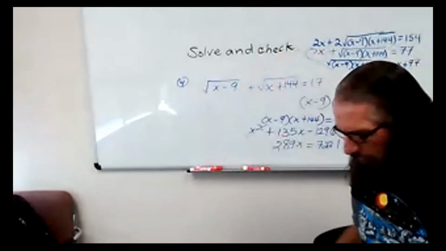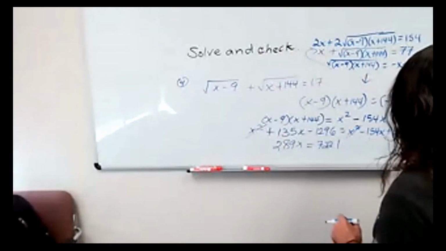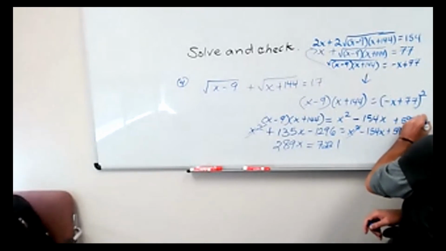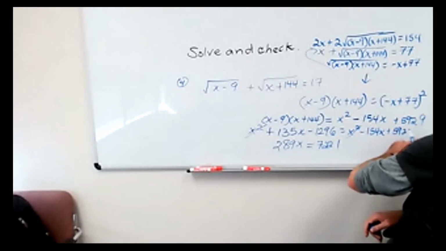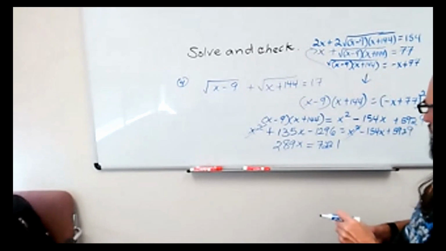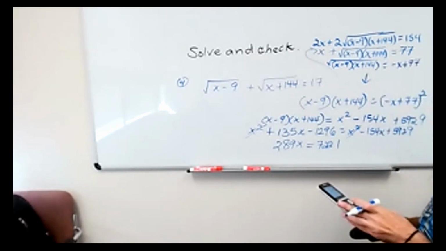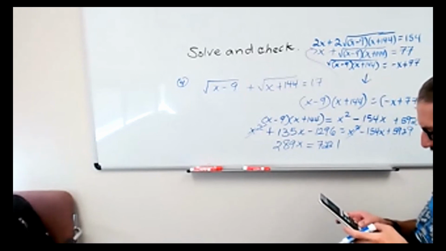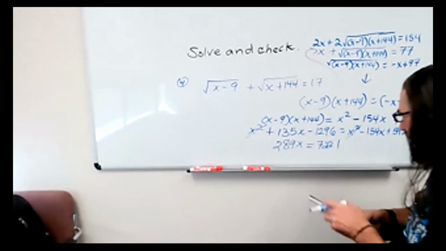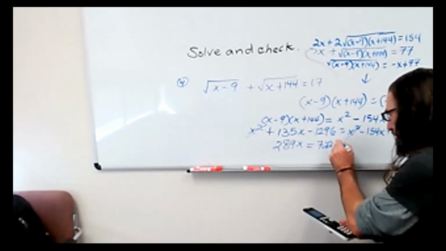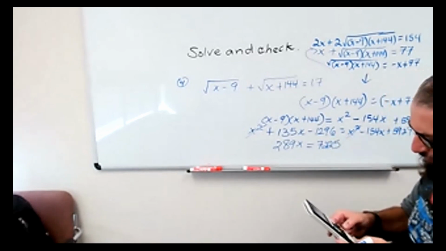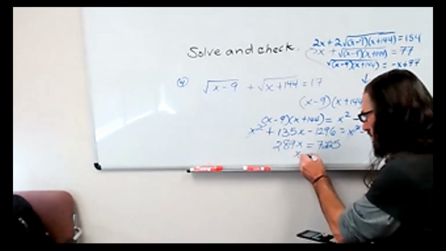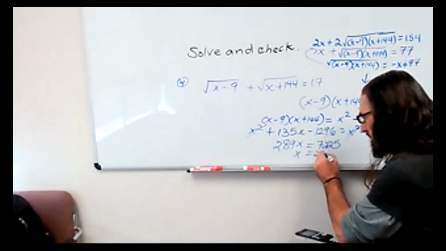Okay, we got to back up a little bit here. This was 5,929. And when we add 5,929 plus 1296, we've got 7,225. Divide both sides by 289, and x is 25.